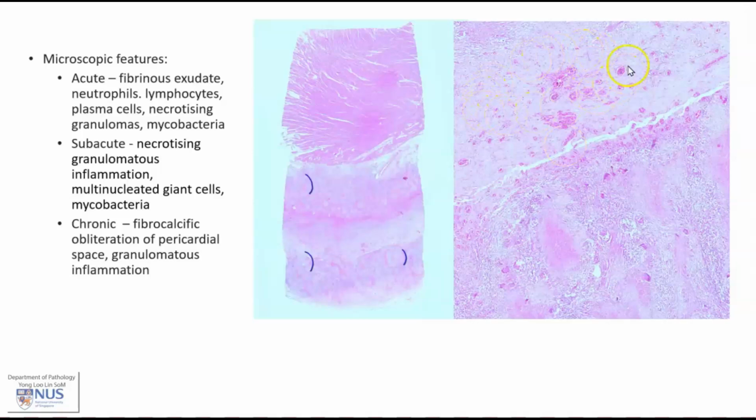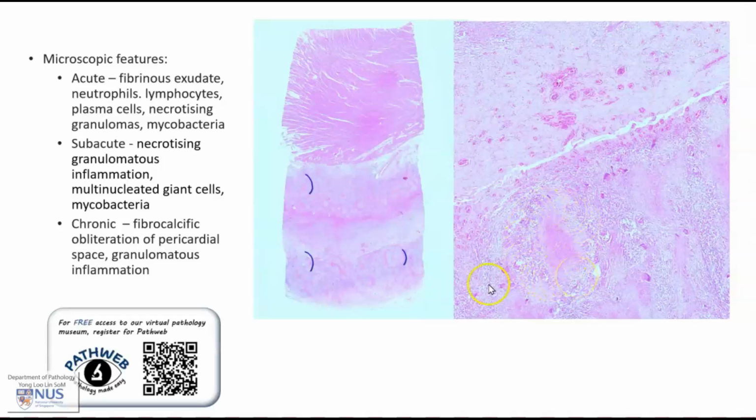Here is the fibrotic area on top, and these are the necrotizing granulomas. Again, these annotated microscopic pictures can be found in Pathweb.